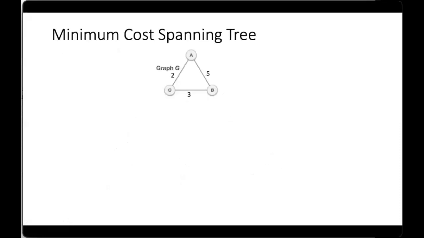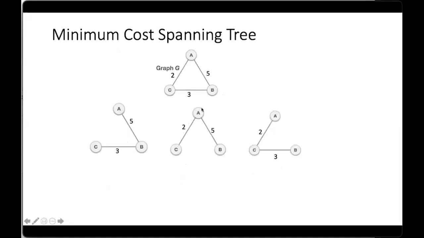What is a minimum cost spanning tree? It is where we have weighted edges, that is, a cost is associated with each edge. So the given spanning tree should be of minimum cost. The cost of this spanning tree is 8, this is 7, and this is 5. So this is the minimum cost spanning tree for this given graph. Our task is to find the minimum cost spanning tree for any graph.